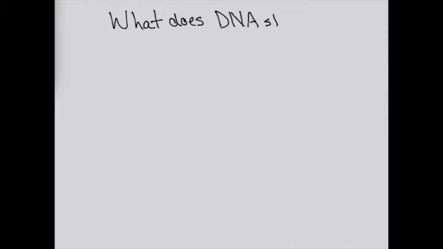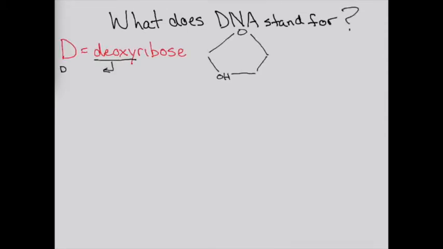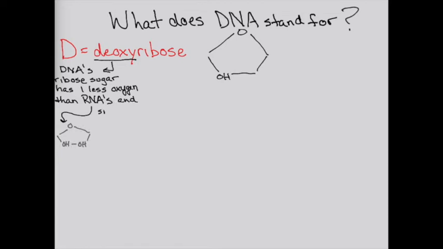Now, what does DNA stand for? Well, the D stands for deoxyribose, right? That's a sugar. And DNA is kind of named after RNA because we knew RNA first before we knew that there was this molecule called DNA. So DNA got named after RNA. So it's deoxyribose, ribose for the sugar.